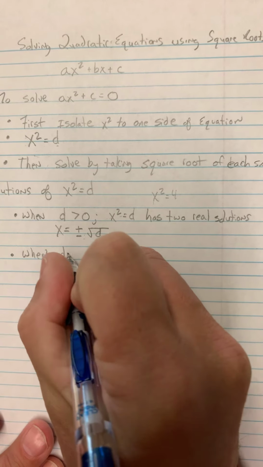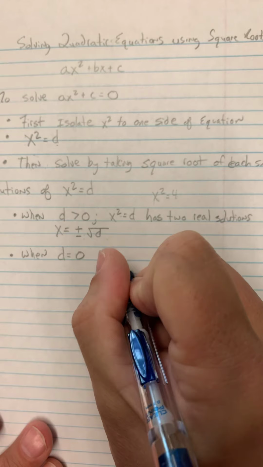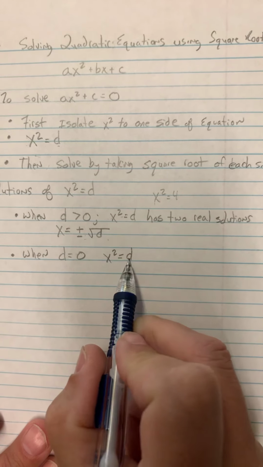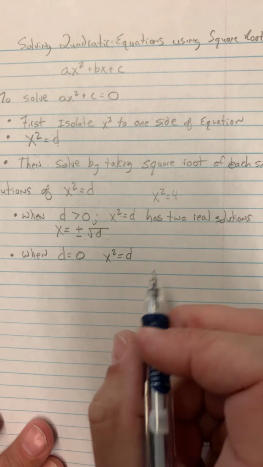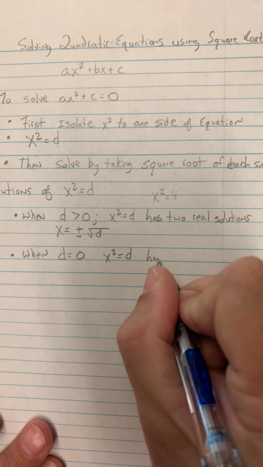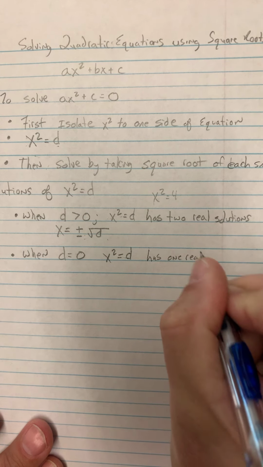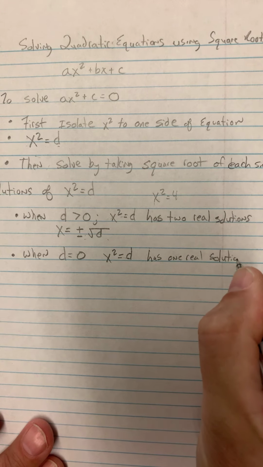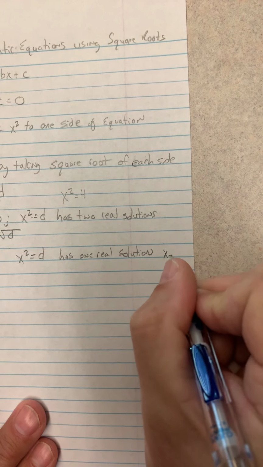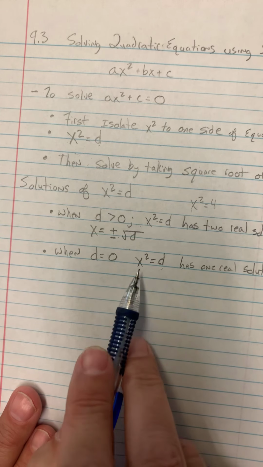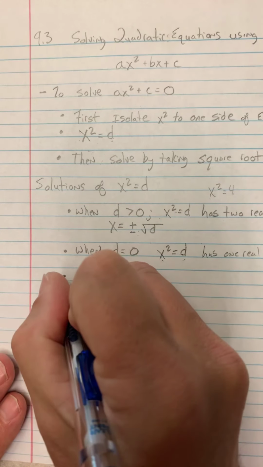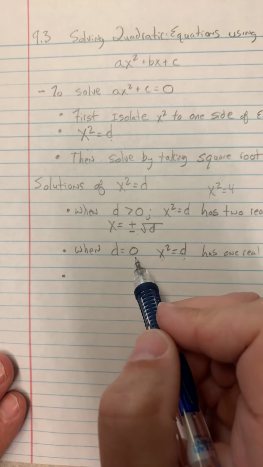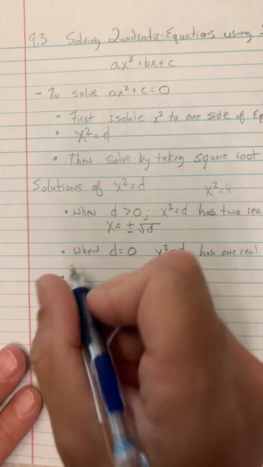When d equals 0, now you have x squared is equal to d, but this d is 0, it only has one solution. Taking the square root of 0 just leaves me with 0. So it has one real solution, and we know what that solution is. That solution would be x is equal to 0. When d is 0, I have one solution for x, and that solution will be 0. So we have it when it's greater than 0. As you can see, we're working backwards. Then we're down at 0.